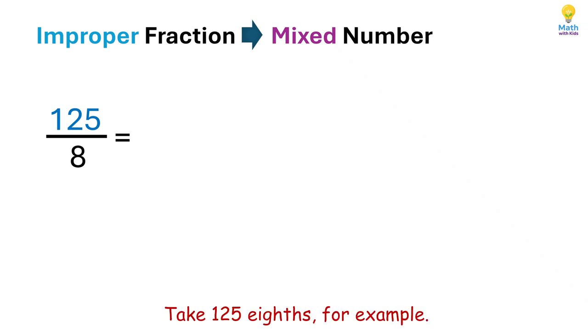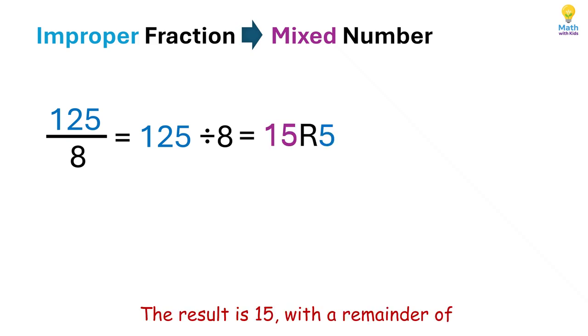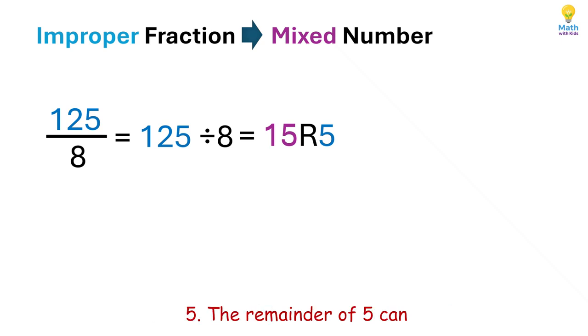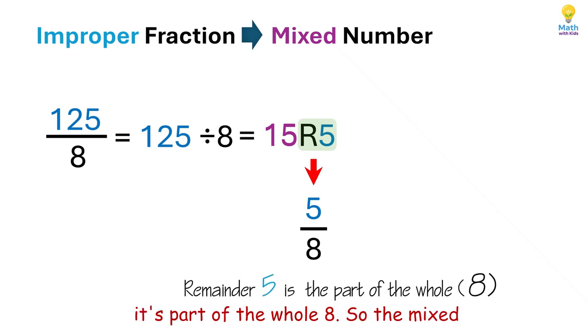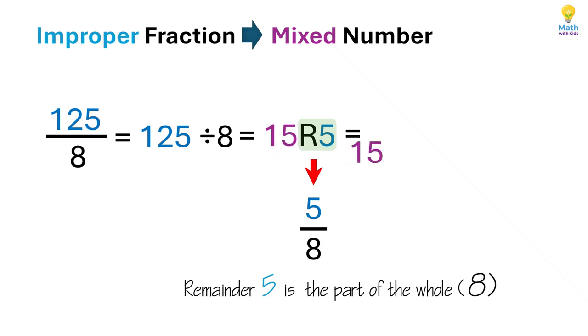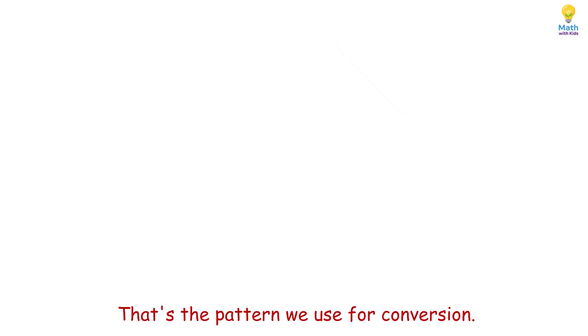Take 125/8, for example. We can express this as a division. 125 divided by 8. The result is 15, with a remainder of 5. The remainder of 5 can be written as 5/8, since it's part of the whole 8. So the mixed number becomes 15 5/8. Simple, right? That's the pattern we use for conversion.